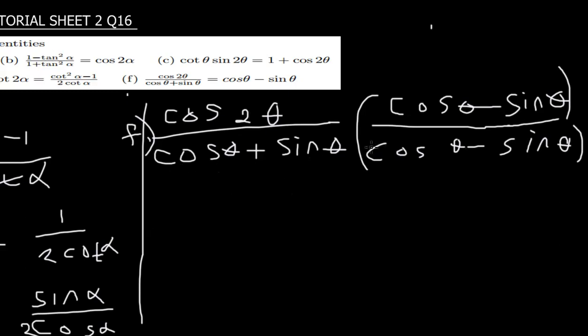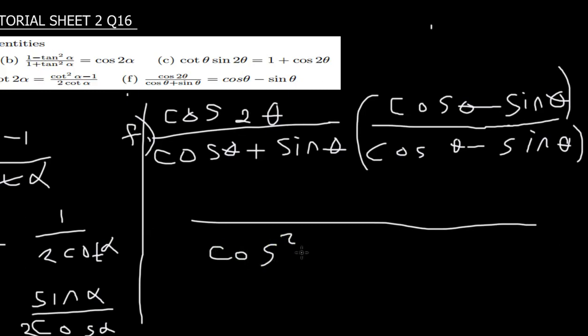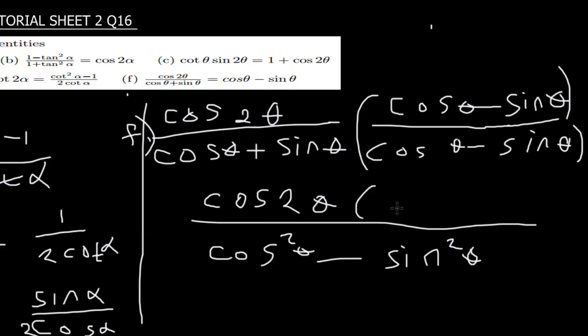So now the denominator there is a difference of 2 squares, which can also be written as cos squared theta minus sine squared theta. So having done that, we can now simplify the top part there. The top part, we just leave it like that without simplifying it. This is cos 2 theta, and then we're going to have cos theta minus sin theta, like that.